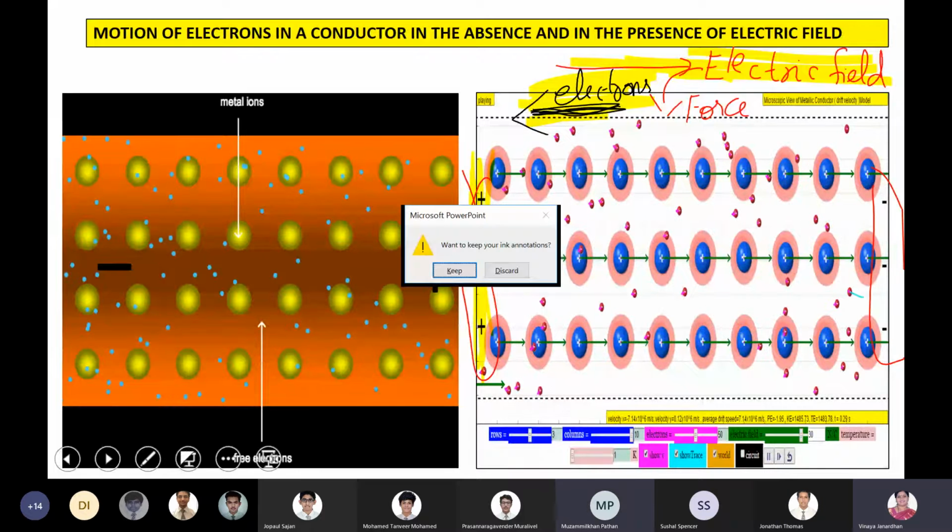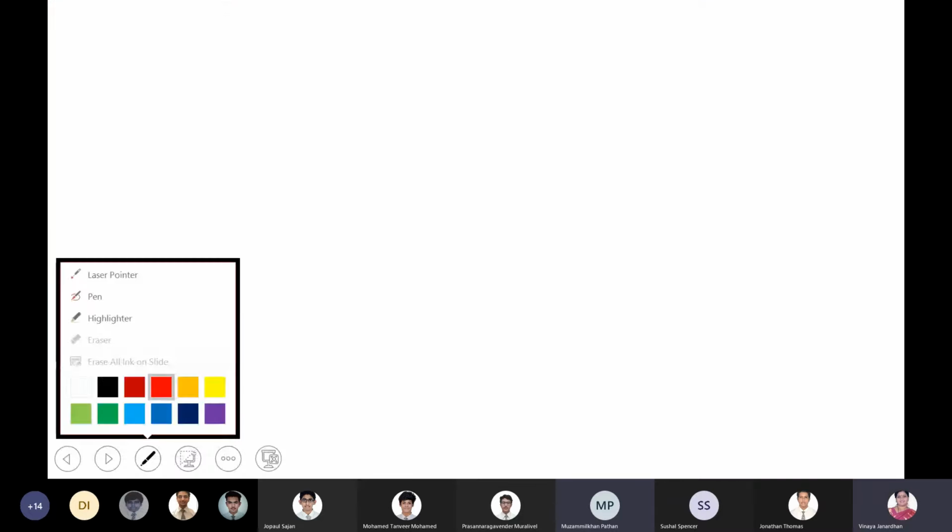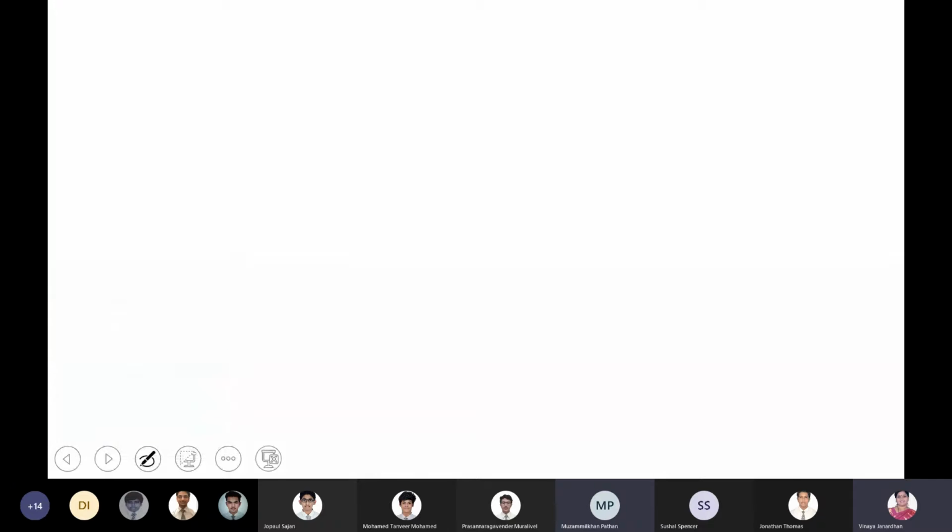No, because isn't it going opposite to it? Okay, it will not be accelerated. It won't have acceleration, ma'am, but there will be motion. It will be motion. Fine. A very slight motion.